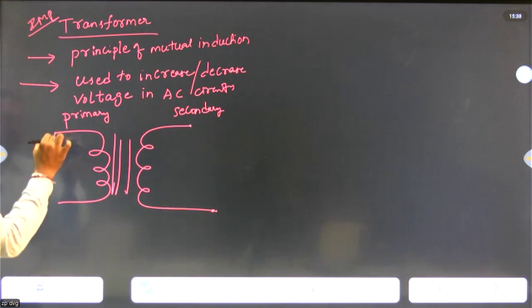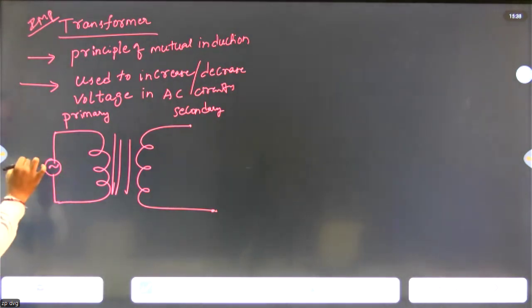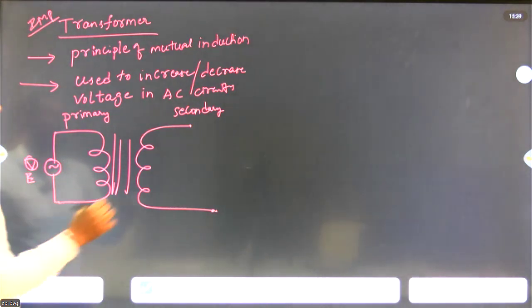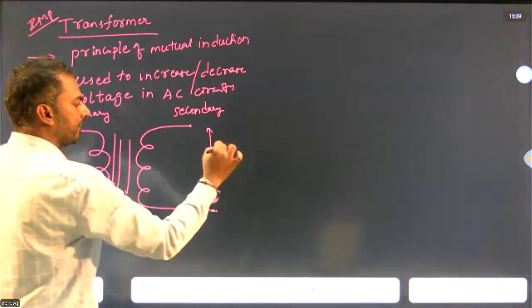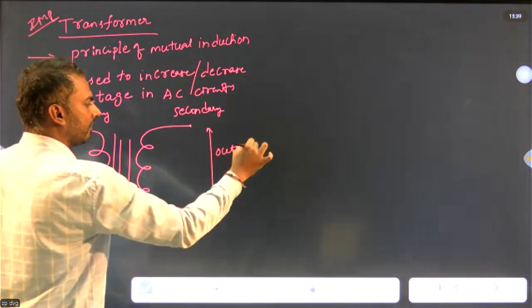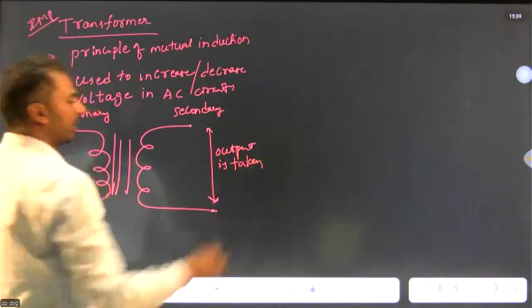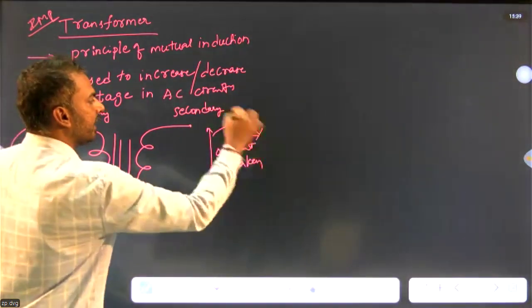Primary coil is connected to alternating source of voltage V or EMF E, and output is taken across the secondary coil. Input coil means primary coil and output coil means secondary coil.